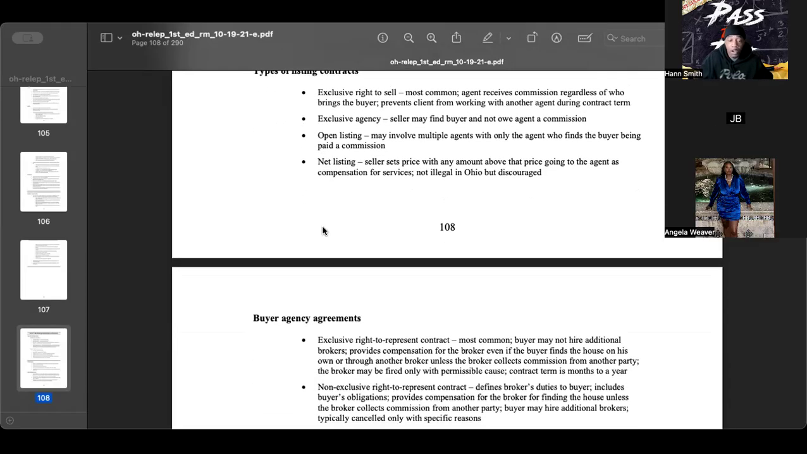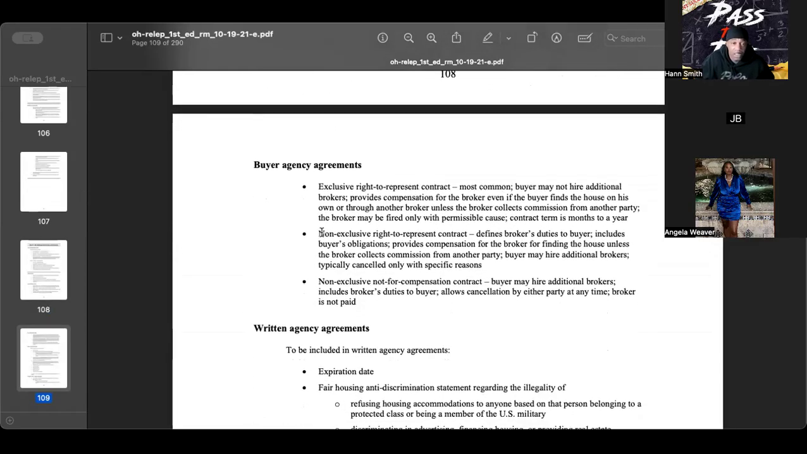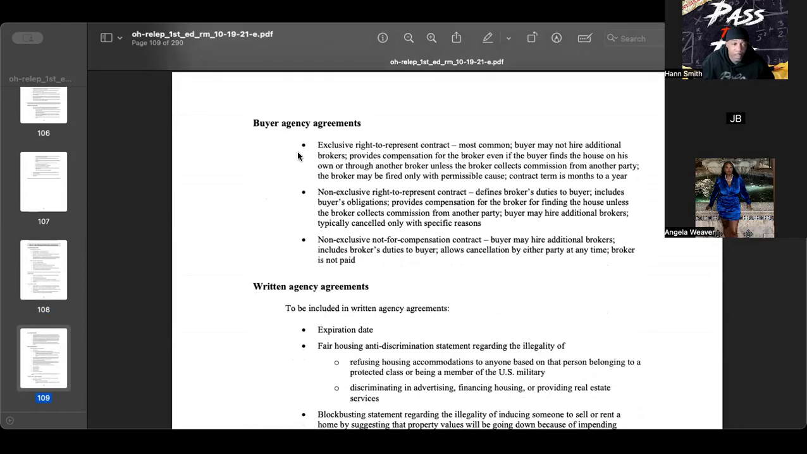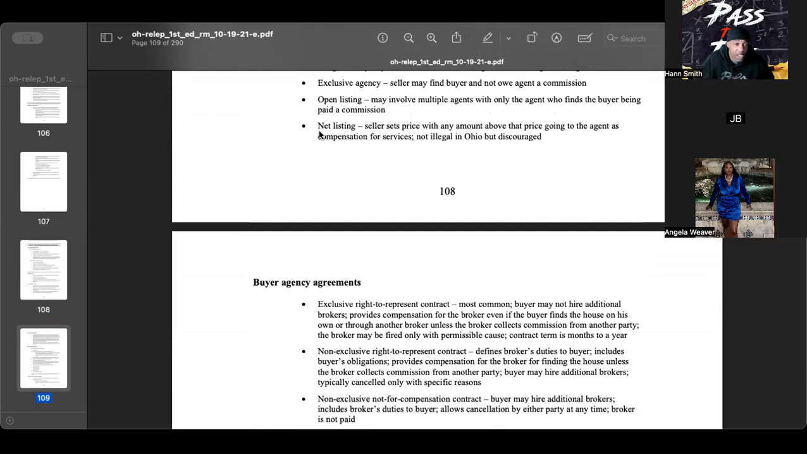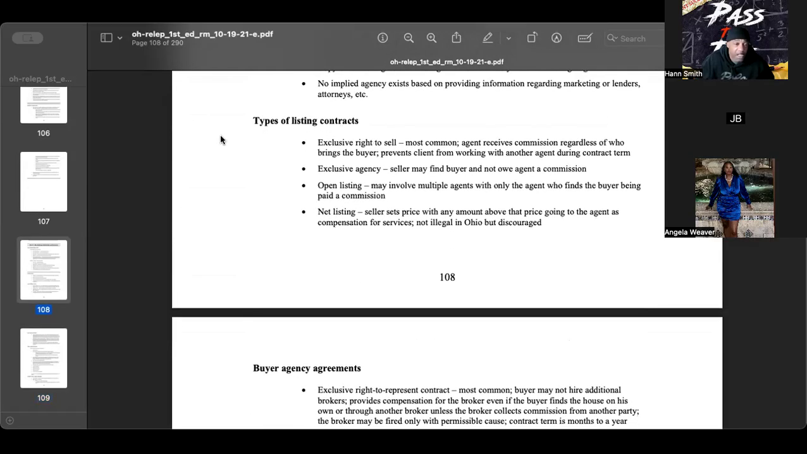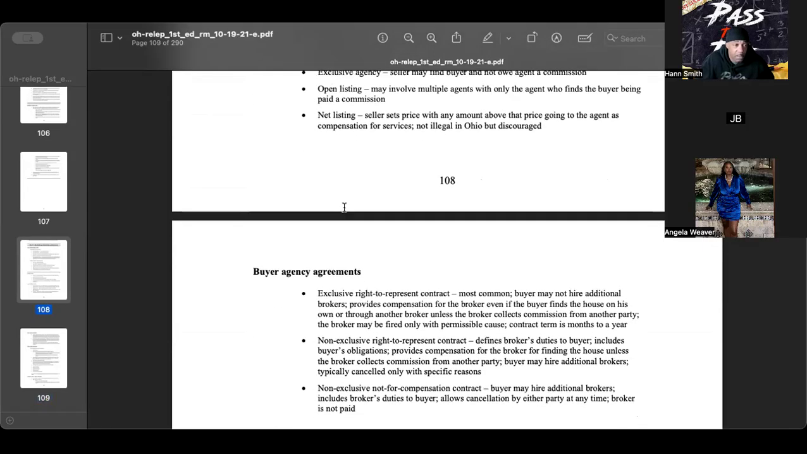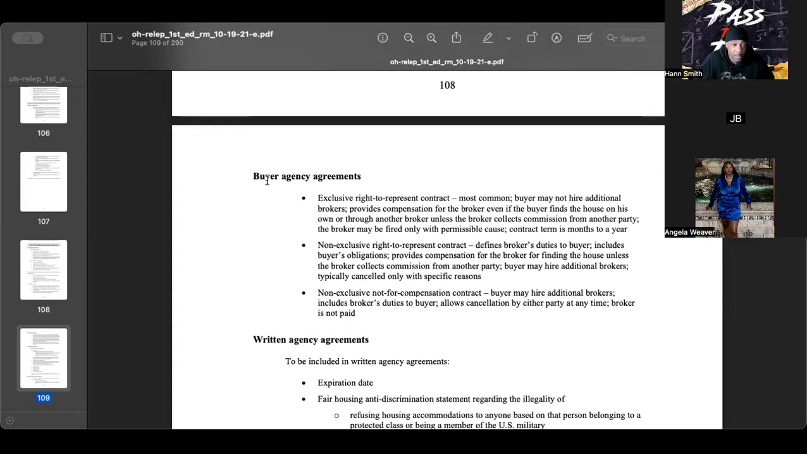And I told y'all we were going to go over this. And so this is the buyer's side. So just think, these are the seller contracts. These contracts are the contracts that create your agency. Remember that. The buyer agency agreements. These contracts are the contracts that create the agency between you and your buyer client.